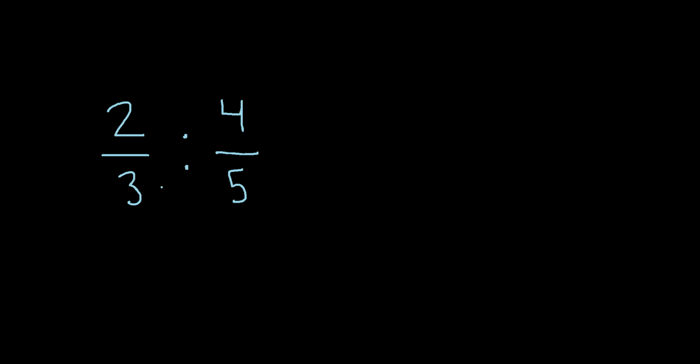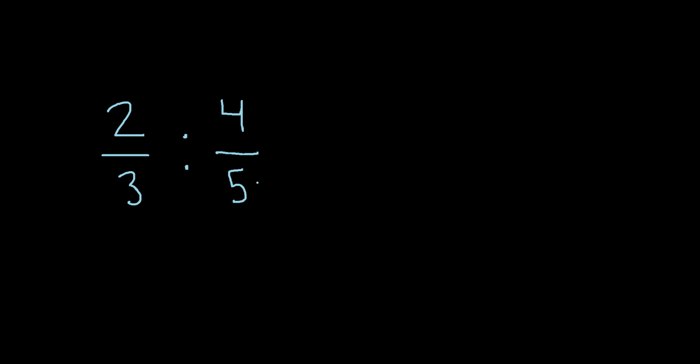All right, let's try another example. Let's say we have the ratio 2/3 to 4/5. How can we simplify this ratio? Well, once again, we want to convert each fraction to have the same denominator. So the way that we do that is we ask ourselves, what's the smallest number that both 3 and 5 will go into? Well, that would be 15. So we want to convert each fraction to have a denominator of 15.